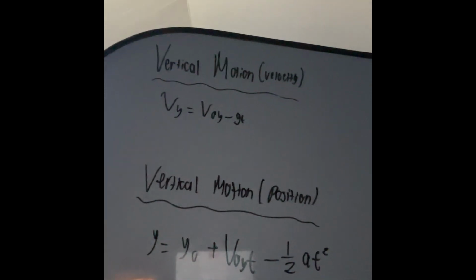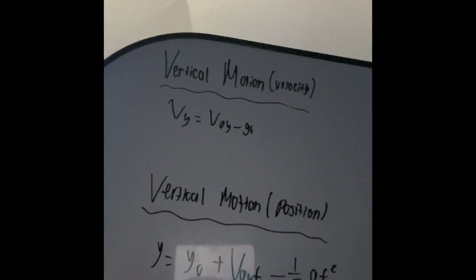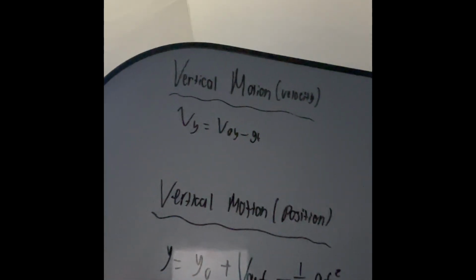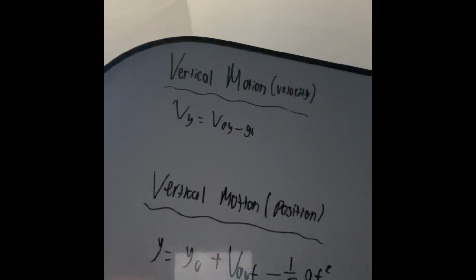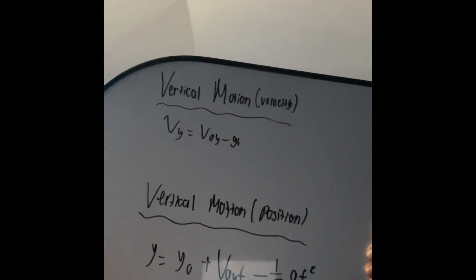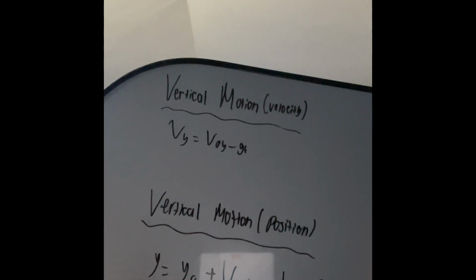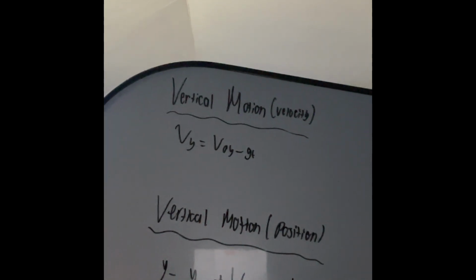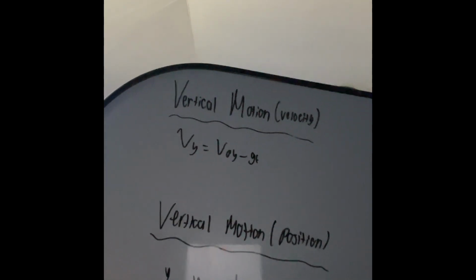This equation right here describes the vertical position or height of the football. We can use it to solve for maximum height by plugging in t from the equation when vertical velocity is equal to 0. We could also use it to find the total flight time by setting y equal to 0.